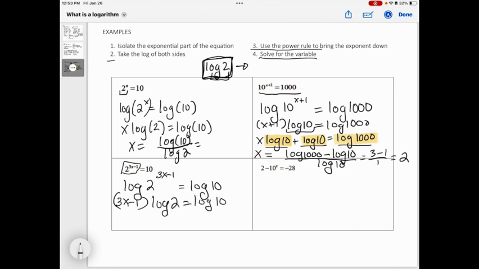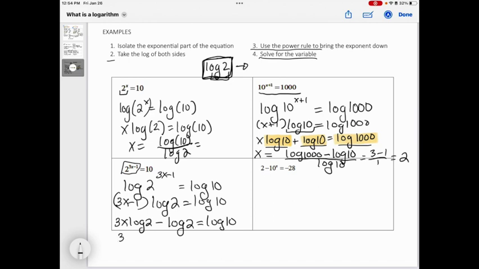And now I have to distribute my log. Remember, this is just a number. Log 2 is a number, and we need to distribute it. So I have 3x log 2, because I took log 2 times 3x, minus, now I take log 2 times 1. That's log 2 is equal to log 10. So now I have to do step 4. We just did step 3 where we used the power rule to bring the exponent down in front, and now I have to solve for x.